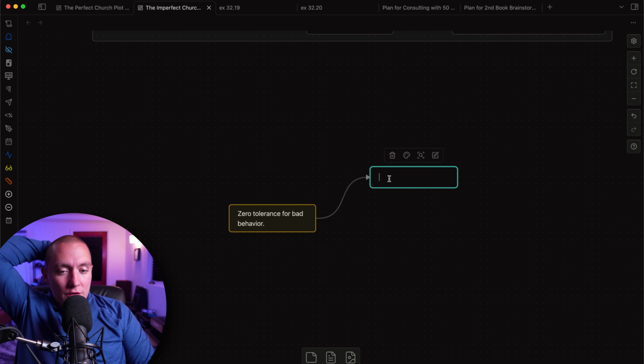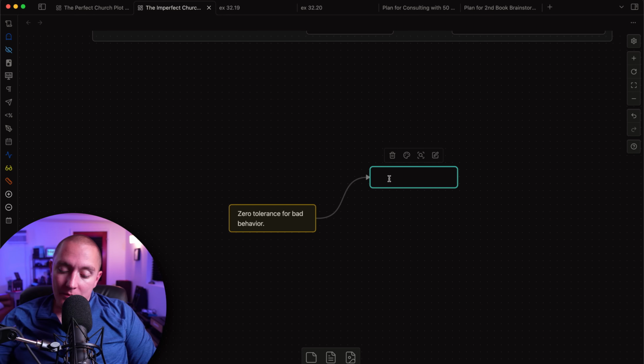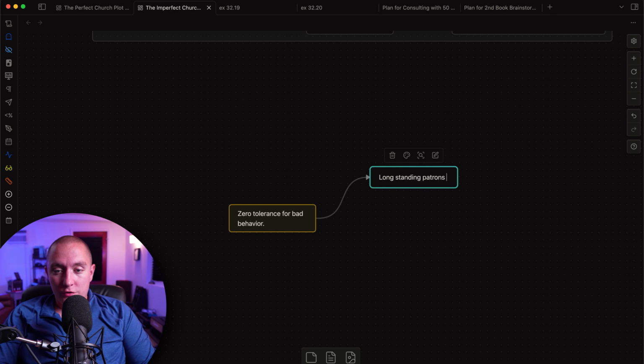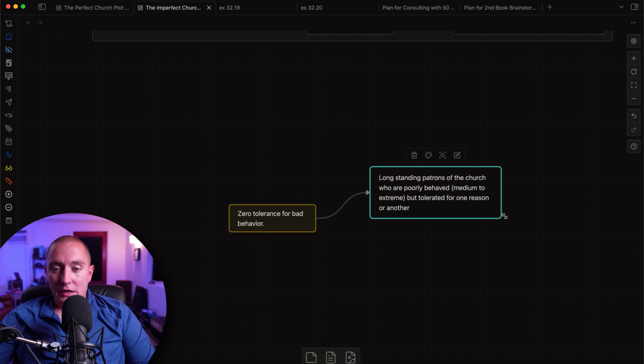So a church that tolerates bad behavior will have long-standing patrons of the church who are poorly behaved, and I would say, medium to extreme as far as their poor behavior. They're poorly behaved, but tolerated for one reason or another. That would be an example of kind of tolerating bad behavior.